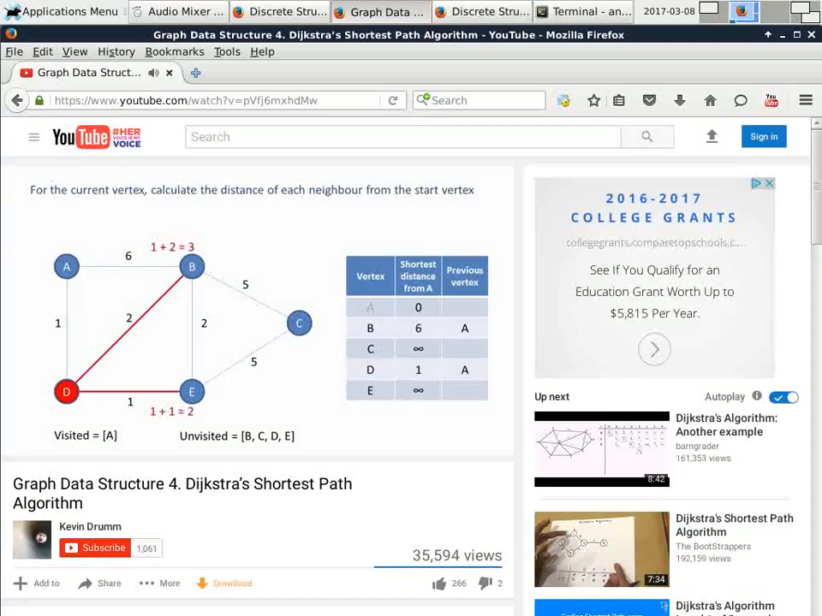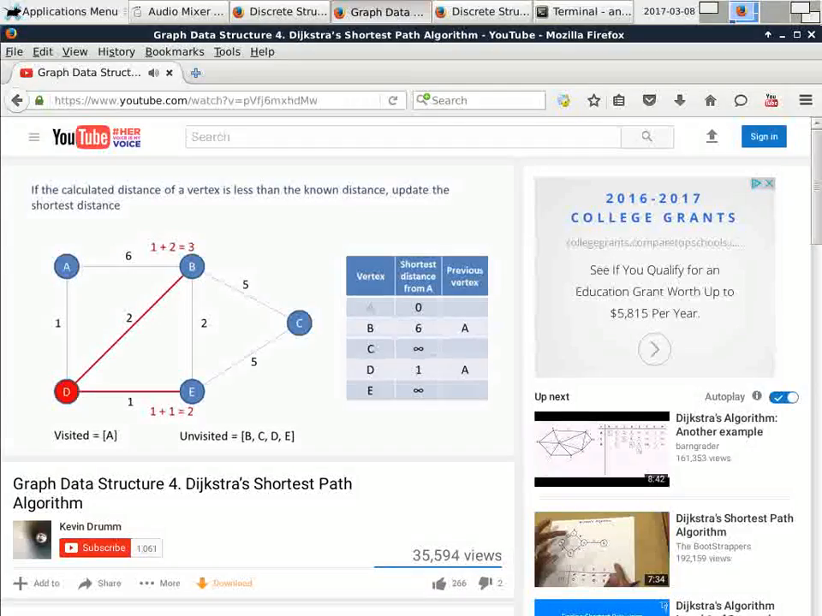For the current vertex, calculate the distance of each neighbour from the start vertex. The distance of B from A is the one which we've already written into the table, the distance from A to D, plus another 2, giving us a total distance of 3. The distance from A to E is the distance from A to D, which we've already calculated and written into the table, 1, plus another 1 from D to E, giving us a total distance of 2.